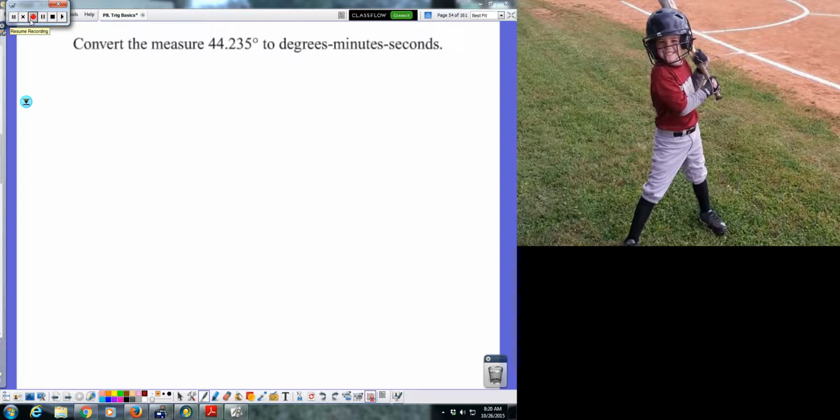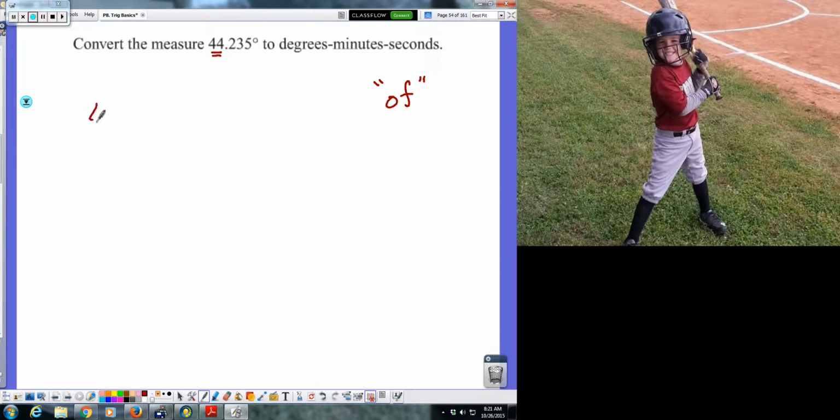And you might not see this, but in this problem, we're actually going to have to know what the word "of" means in math. And you all know that anytime you see the word "of" in math, you're talking about multiplication. So here, and I'll show you where that comes from. Here, you have 44 degrees and then some. You have 44 full degrees plus an additional 0.235 of another degree.